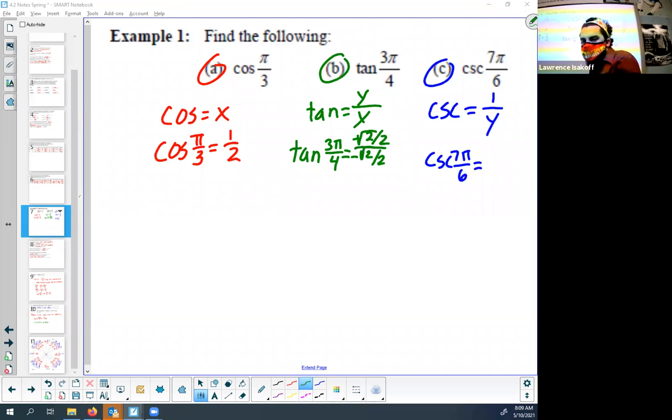Send me a screenshot of that and I'll figure out what's happening there. Those cancel out, essentially just giving me -1.